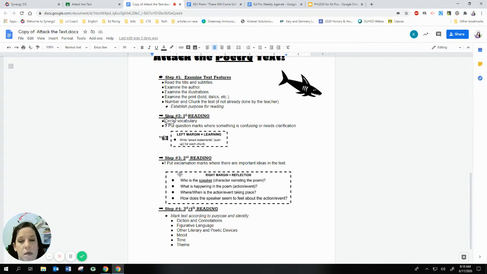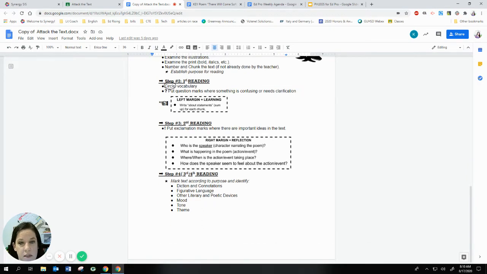You're going to establish after the second read who is the speaker. Now, the big thing with this is students always want to put that the author is the speaker. The author is not the speaker for the most part. You need to think about who is a character that would be saying this poem. That is the speaker. Okay, so make sure that you're not putting the author here, but who is a character that would be saying this? Who's observing what's going on in this poem? Okay, that then becomes the speaker.